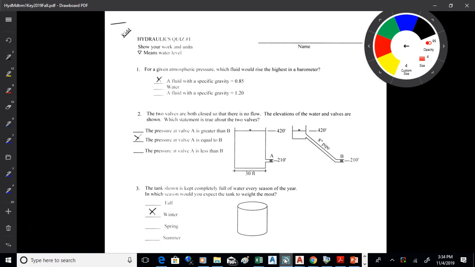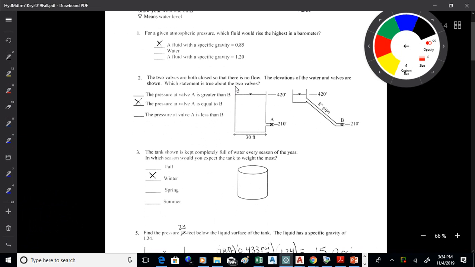Here's a look at a key for the test for the first midterm. Page 1 there. For a given atmospheric pressure, the lighter fluid will go up higher in a barometer, and that's the one with the specific gravity of 0.85.